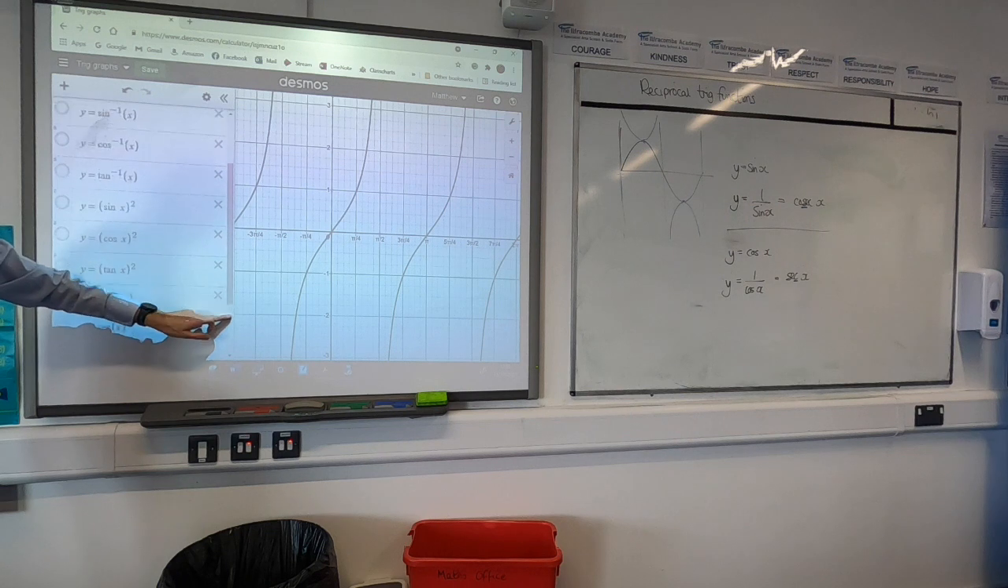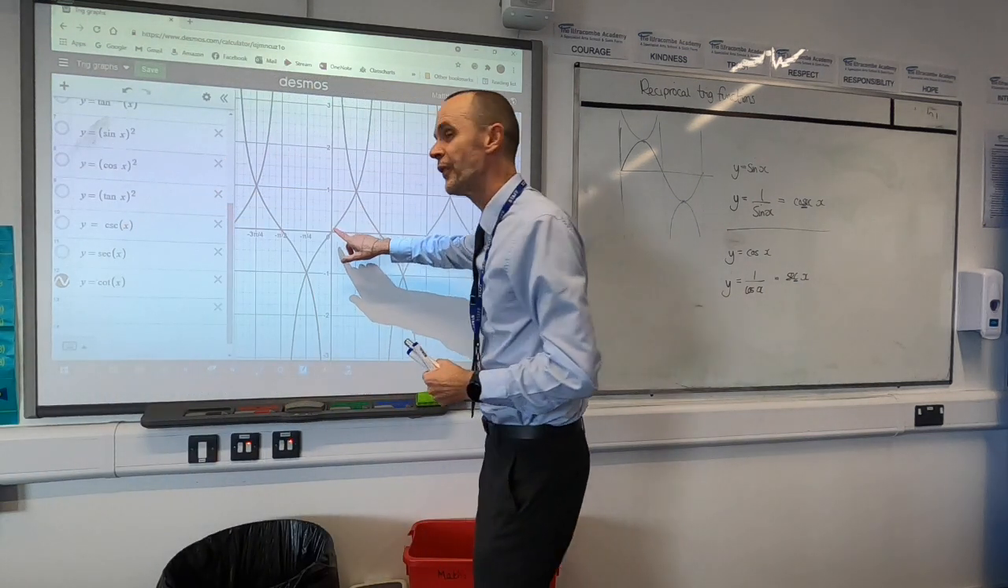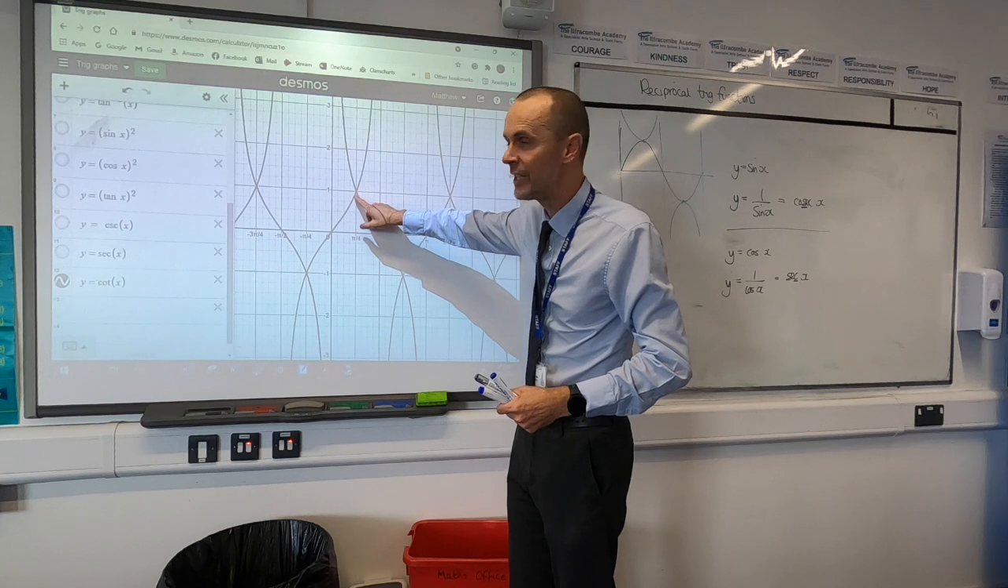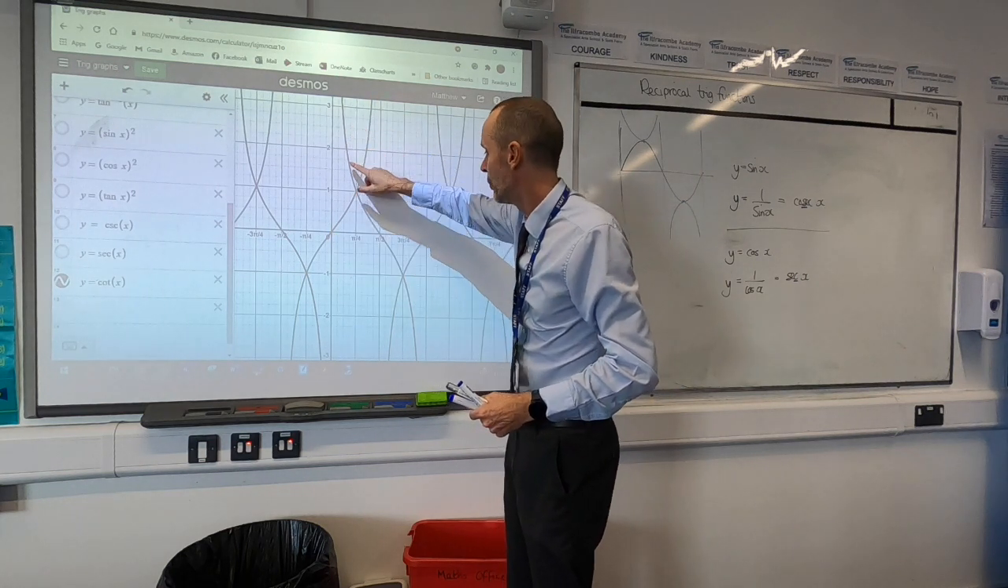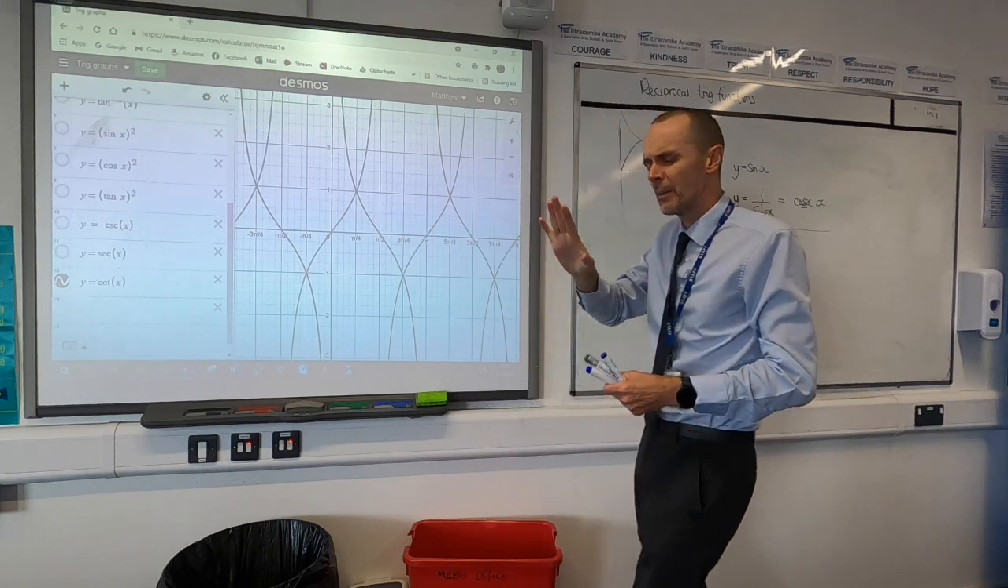And cot, therefore, 1 over tan looks like this. So it's not defined when tan is 0. When tan is 1, it is 1. And as tan disappears off to infinity, 1 over tan goes down to 0. But don't worry about that at the moment.